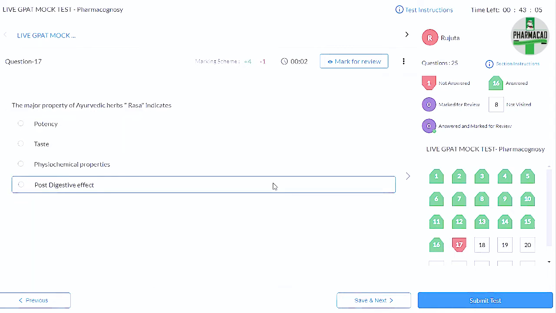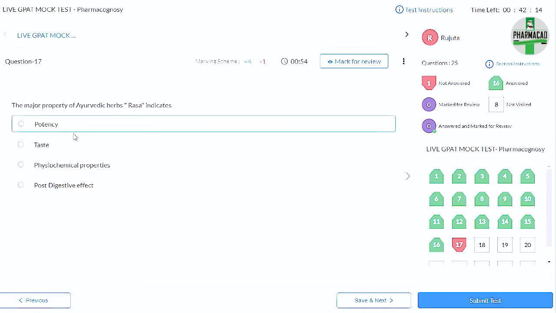The major property of Ayurvedic herb rasa indicates. Anyone? Okay, this topic I haven't taken in your regular classes, but how will you solve this? In this type of question, you should know the basics of 8 different Ayurvedic formulations, like asava, arishta, bhasmas, how they are prepared generally, that much you should know, rasas. Now rasa is something, we say ras, so you can correlate that ras is nothing but taste. So the major property for this rasa is taste.